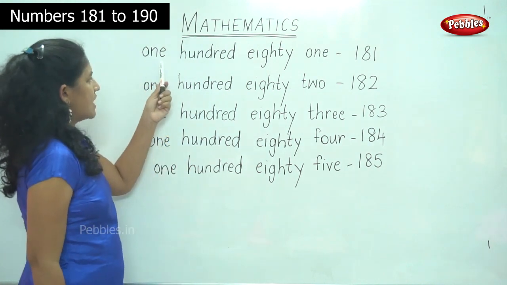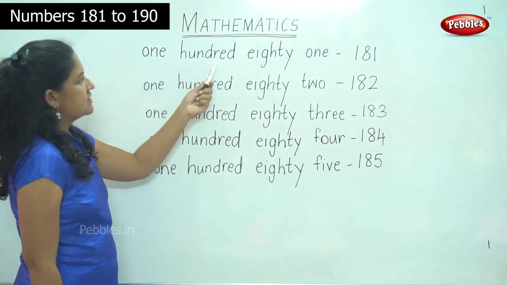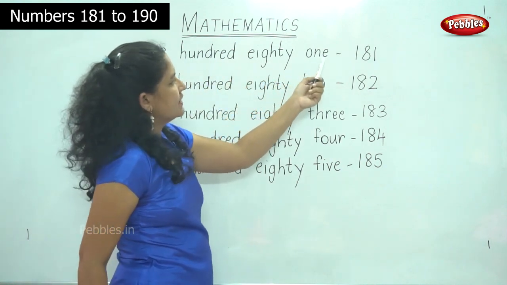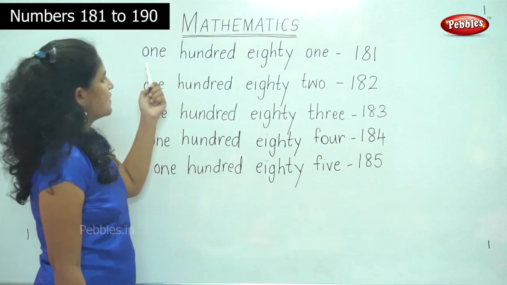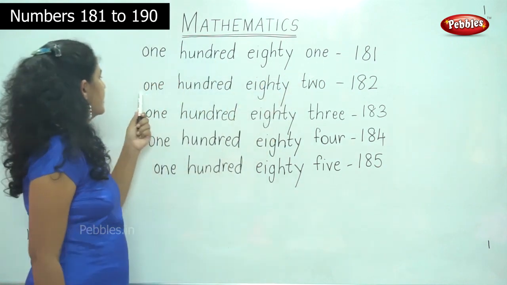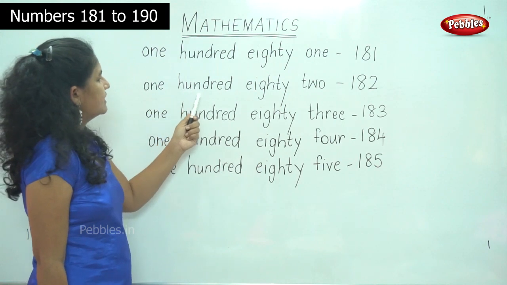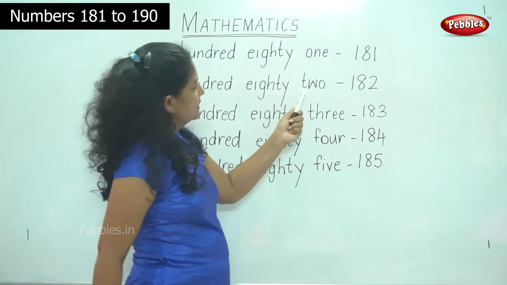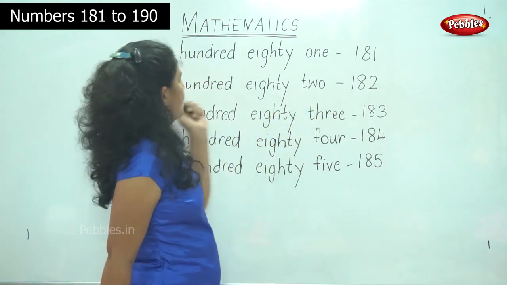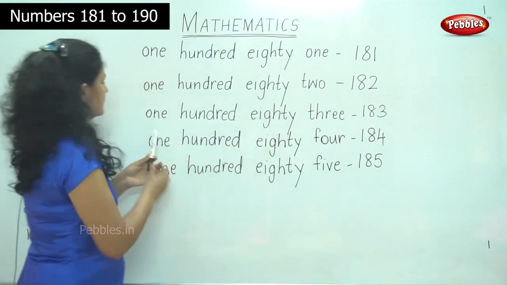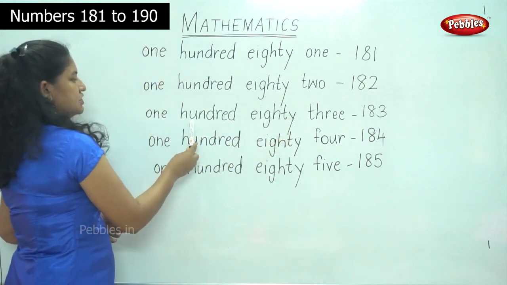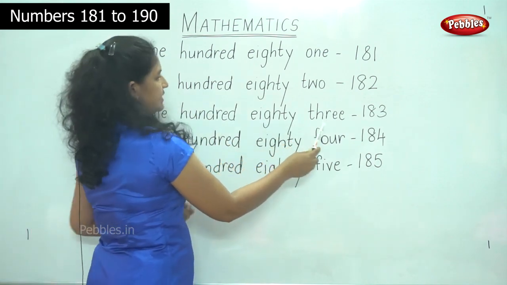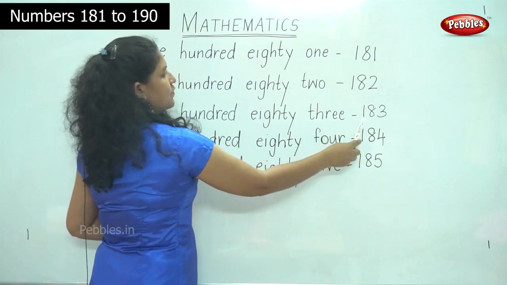So O-N-E, 1, H-U-N-D-R-E-D, 100, E-I-G-H-T-Y, 80, O-N-E, 1. 181 is read as 181. Then 100, 80, T-W-O, 2. 182. Then 100, 80, T-H-R-E-E, 3. 183.